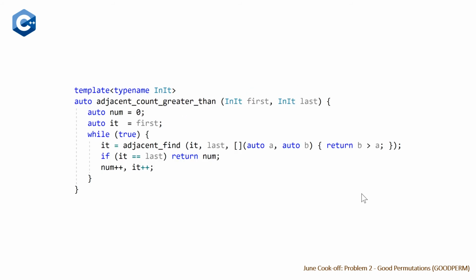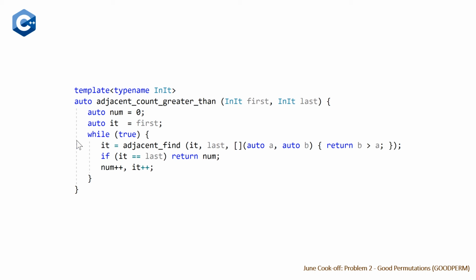So taking a look at the adjacent count greater than function, it's making use of one of the algorithms in the numeric library called adjacent find, which if you only pass it a first and last iterator, is going to return to you the first two elements that are adjacent to each other and are equal. That's the default binary predicate in the adjacent find algorithm. But you can overload this with a lambda expression, which instead of finding the first two equal elements, is going to find the first two elements B and A, where B is greater than A.